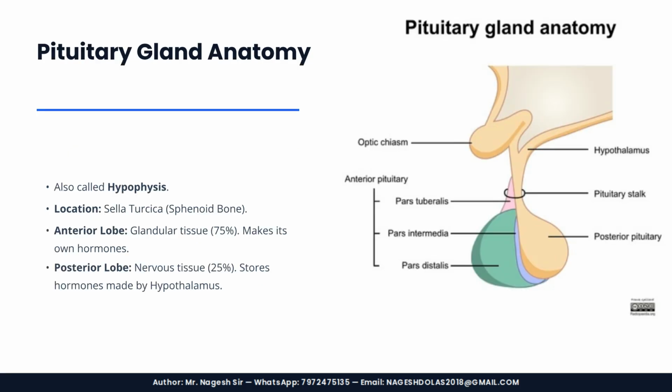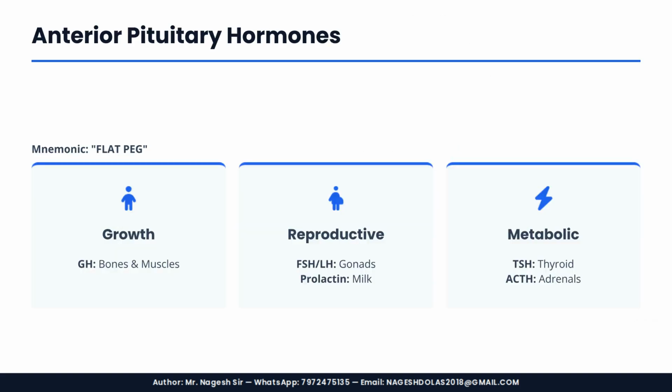The pituitary gland, or hypophysis, is located in the sella turcica. The anterior lobe is glandular tissue, making its own hormones. The posterior lobe is nervous tissue that stores hormones made by the hypothalamus. The anterior pituitary hormones can be remembered with the mnemonic FLAT PEG. They include hormones for growth, reproduction, and metabolic functions, targeting bones, muscles, gonads, the thyroid, and adrenals.